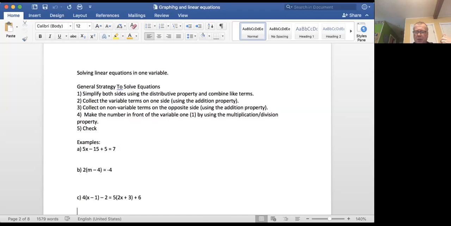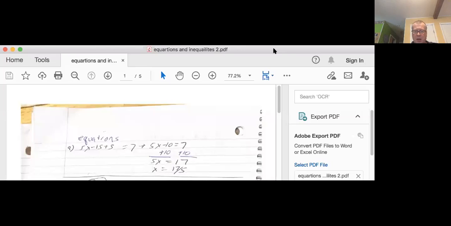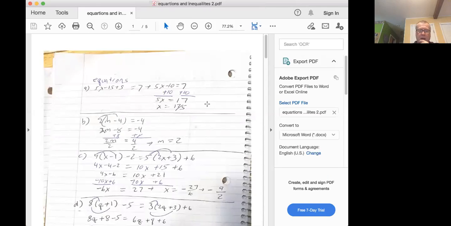Okay, so let's take a look at the solutions to this. I think I have the solutions up here. And let's take a look at our first one on our sheet. This should be pretty straightforward. This one, we just combine the -15 and the 5. And then we get 5x minus 10 equals 7. Add 10 to both sides. There's that addition property. Divide by 5. That gives us 17/5.